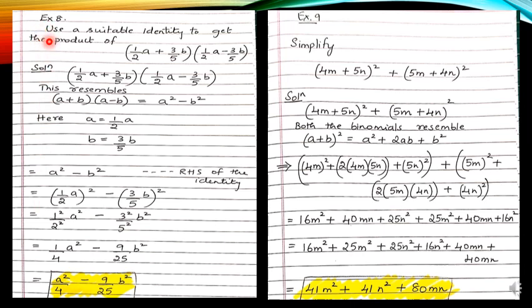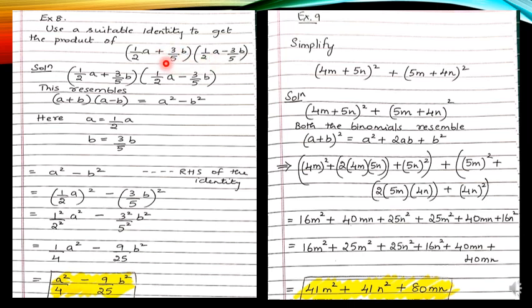Next example, use a suitable identity to get the product of 1 by 2a plus 3 by 5b into 1 by 2a minus 3 by 5b. Observe both the binomials first. Don't confuse that only the first term and first term is same. So, I will use x plus a into x plus b. You should use x plus a into x plus b when the second terms are different. Do you think the second terms are different here? The terms are same but the signs are different.